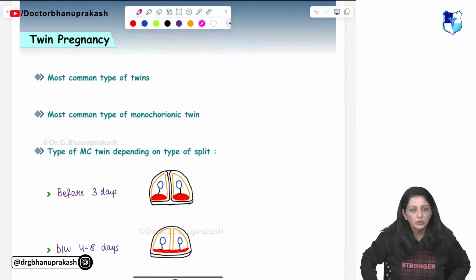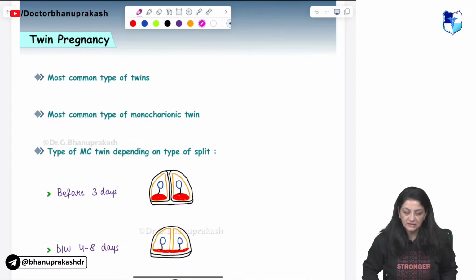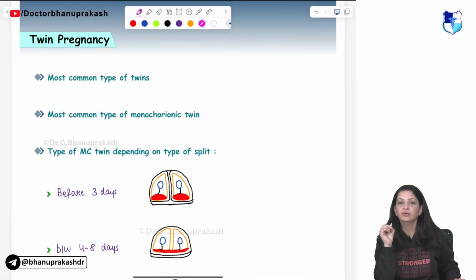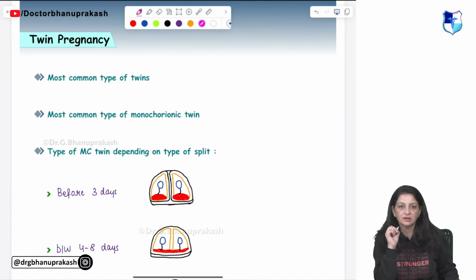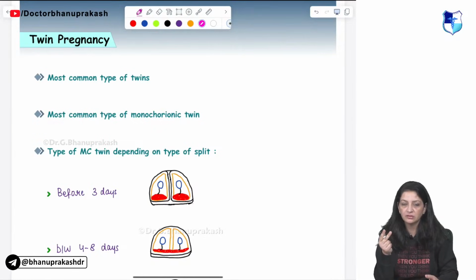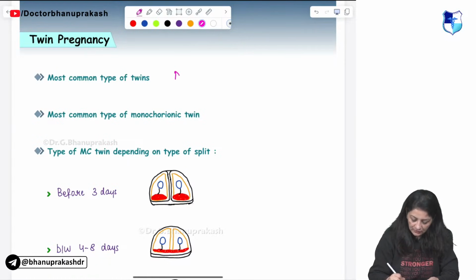So next topic is twin pregnancy. The incidence of twin pregnancy is high. Why? Because of IVF procedures, advanced maternal age, poor egg quality. So what is the most common type of twins? There are two types of twin pregnancy, dizygotic and monozygotic. Most common type of twins is dizygotic.